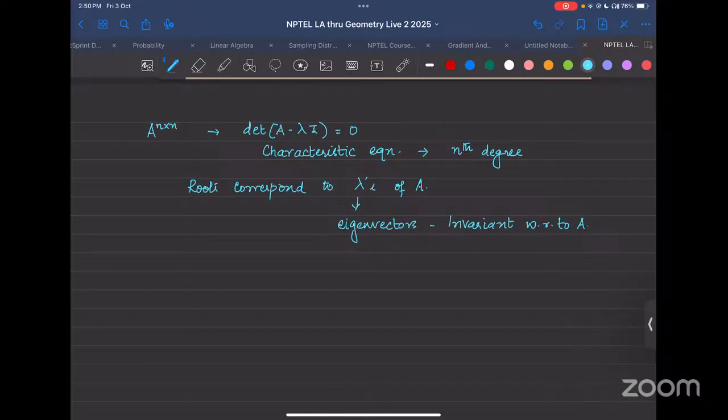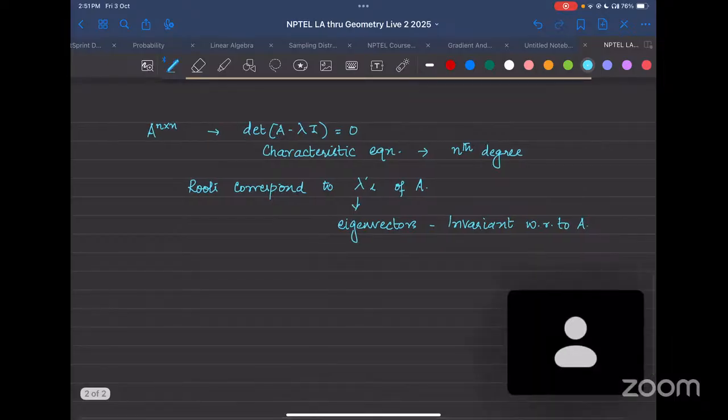And if you look at a matrix A of even degree, then you're going to have a problem. The problem is you are going to get complex eigenvalues.